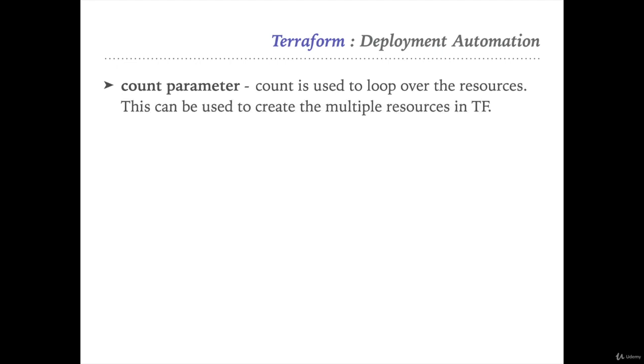First, let's discuss the count parameter. Count is used to loop over the resources in Terraform. When I'm saying resources, I mean the resource syntax which is present in Terraform. Like for provider, you have the provider. For VPC, we have the VPC. For security group, we have the aws_security_group. So these are the resources in Terraform.